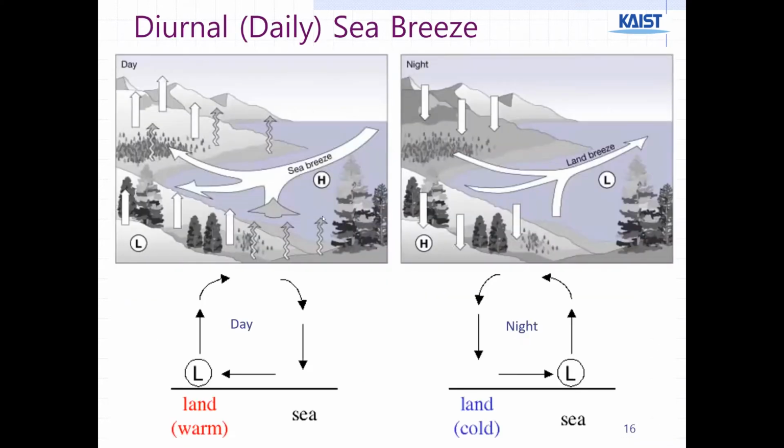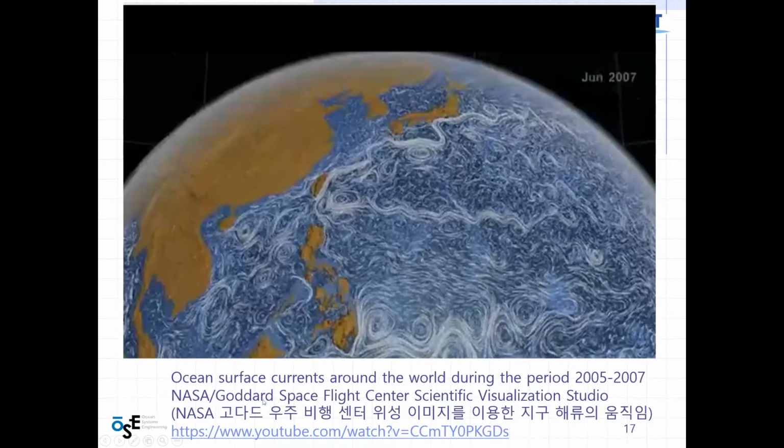And sea breeze: in the day, wind goes this way, and at night it goes this way. Because at night the land is cold, the wind blows this way, and in the day the land gets hotter faster, so the wind goes this way.